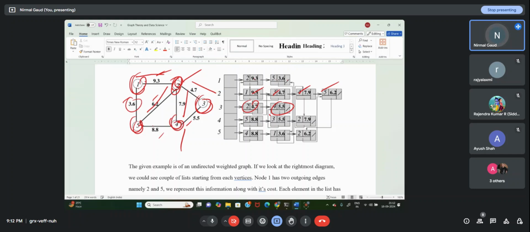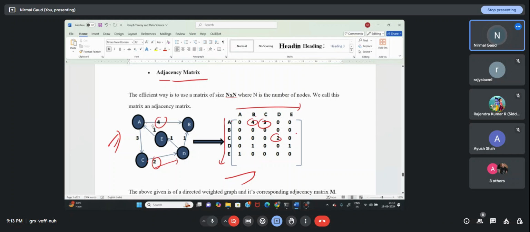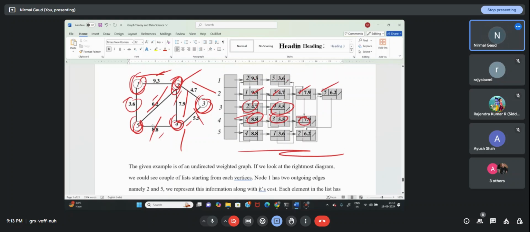For 4, you are having 2, 3, and 5. Anyhow, you have to adjust the pointers from where to where it is connecting. So preparing a list from the graph is like this, however, preparing a matrix is very easy. Just write it down in this way and put the weights inside the matrix. But making a list is complicated.